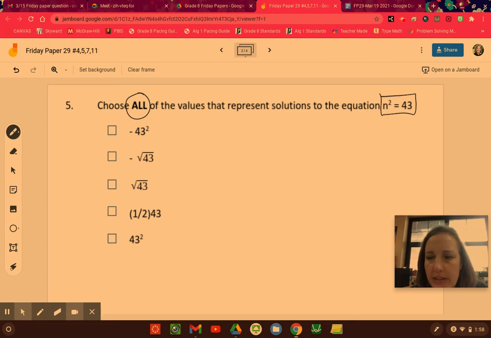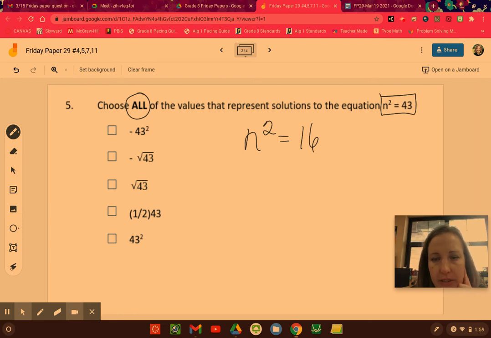So when I look at a problem like this and it doesn't really make sense to me, I'm going to rewrite it in a way like with a problem that does make sense. So what if it said n squared equals 16? In my mind, that makes more sense. Some number squared equals 16. What could that number be?